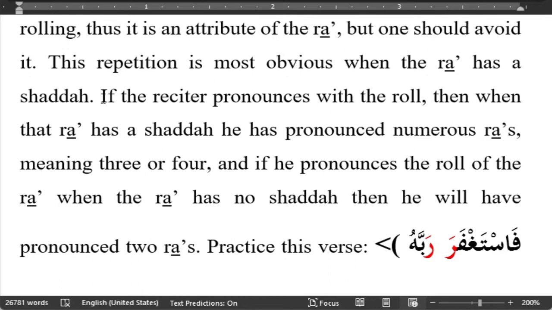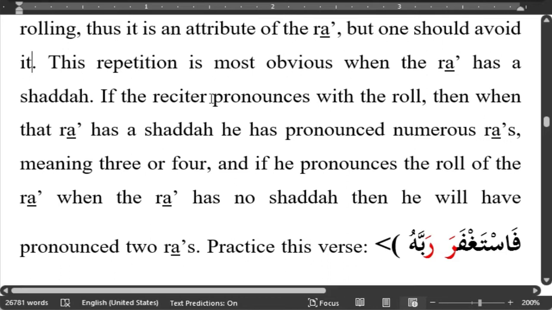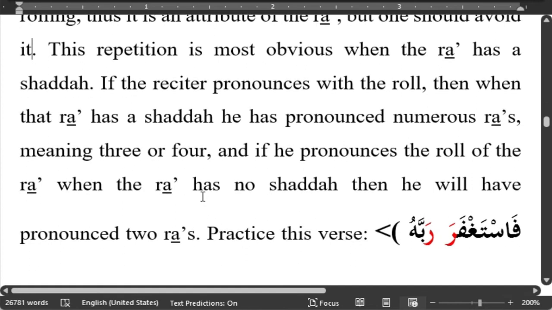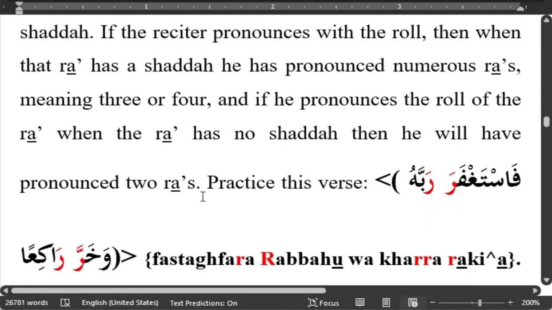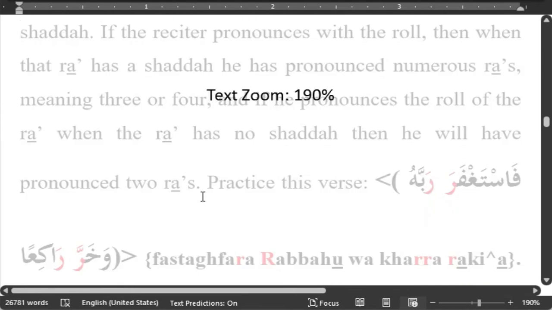And then make many of them. If the reciter pronounces with the roll, then when that ra has a shadda, he has pronounced numerous ra's, meaning 3 or 4. And if he pronounces the roll of the ra when the ra has no shadda, then he will have pronounced 2 ra's.